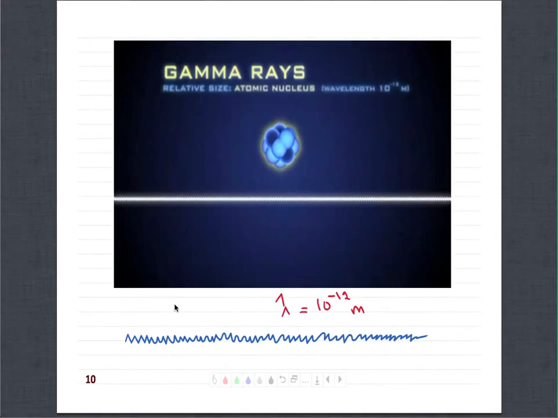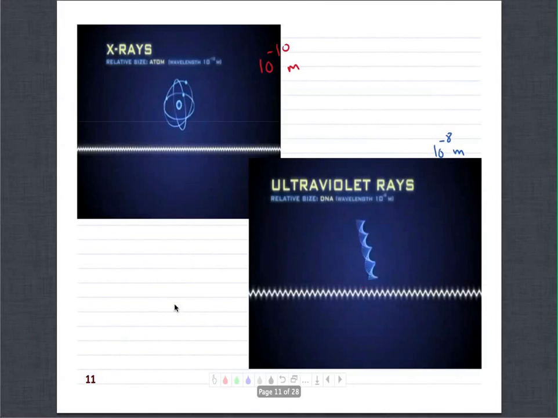Now let's go to the X-ray, which I think everybody in this class knows. The wavelength of an X-ray, that means the distance between two crests or two troughs, is 10 to the power minus 10 meter. And all of us know that X-ray is harmful, but we sometimes take X-rays with some precautions. That's X-ray, and the size of the wavelength is the same size as an atom.